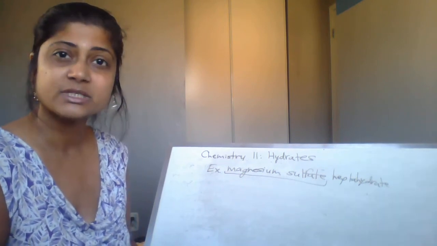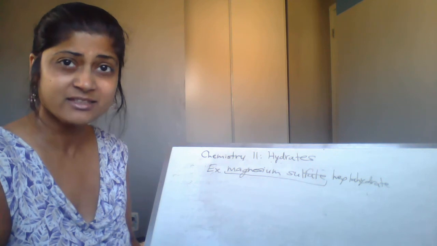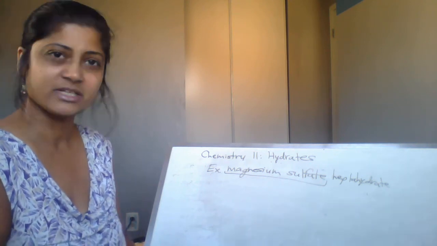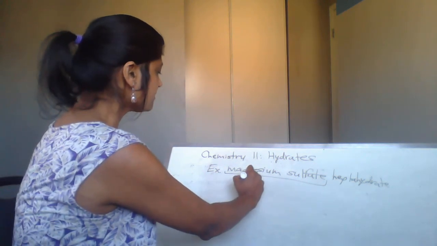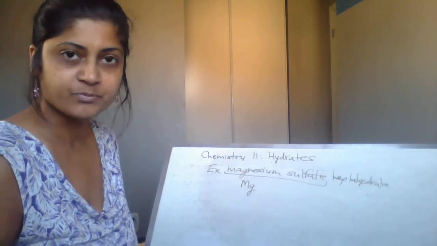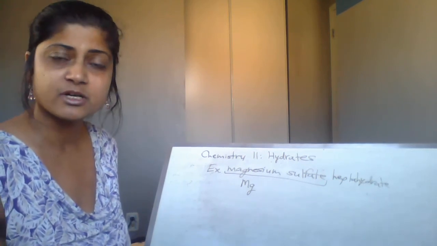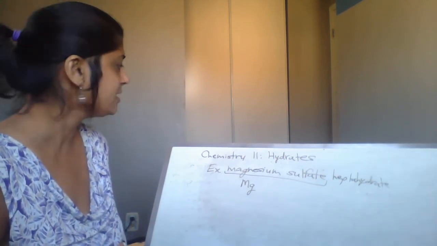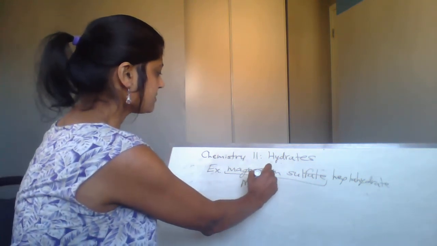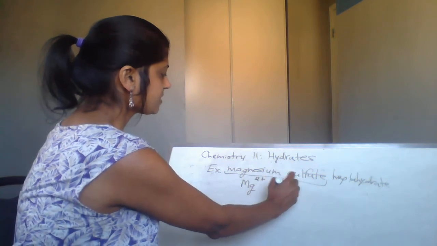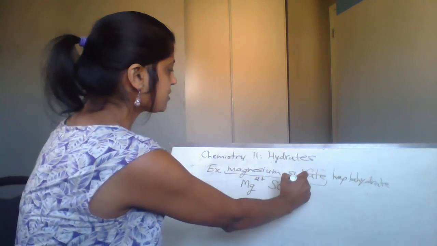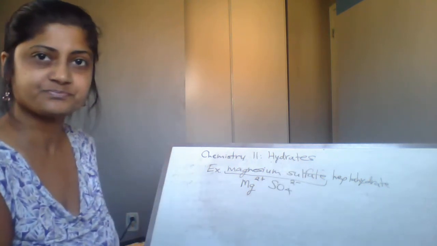These charges are really important when we're doing the crossover method to write the actual formula for the compound. So let's try this one. Magnesium is Mg. If you're looking in the periodic table, make sure you use a periodic table that gives you the charges. Here I'm going to write out the charge right beside it. So magnesium is 2 plus. Sulfate is SO4, and the charge is 2 minus.